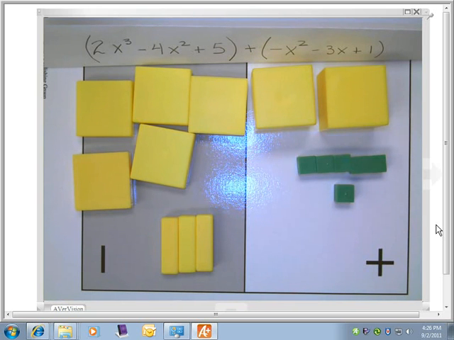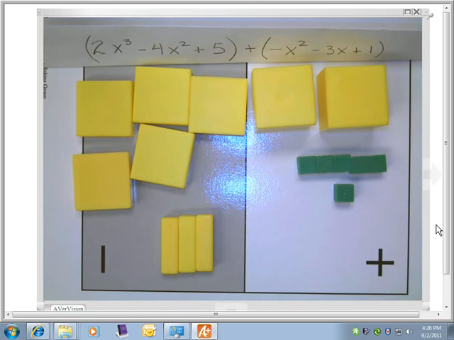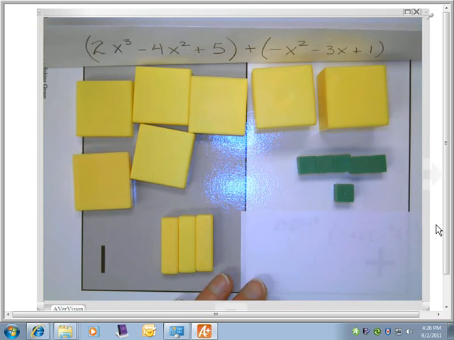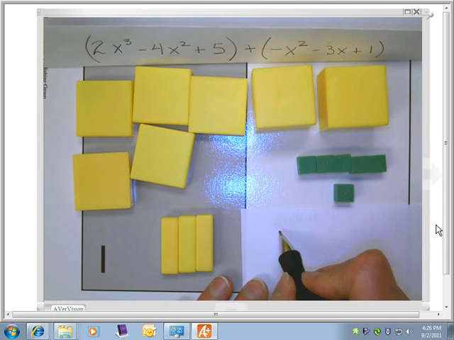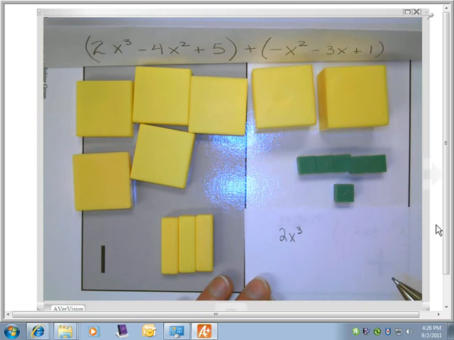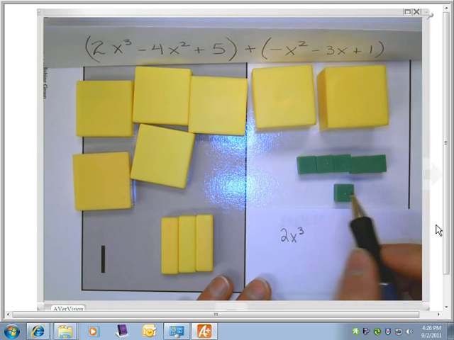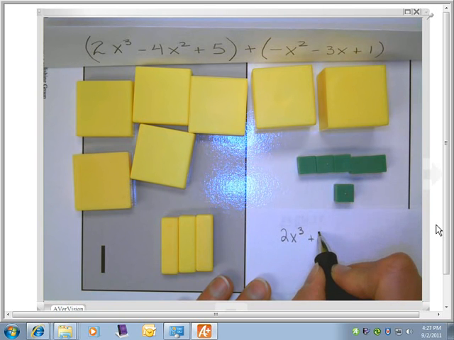So how many cubes do I have? I have 2x cubed. Let me write it like this. I have 2x cubes, and they're on the positive side. What else do I have? Well, I also have 1, 2, 3, 4, 5, 6. I also have 6, and those are just my units. So that's on that side.